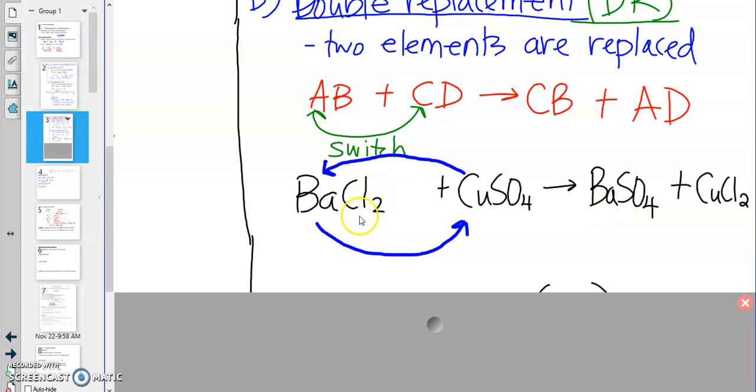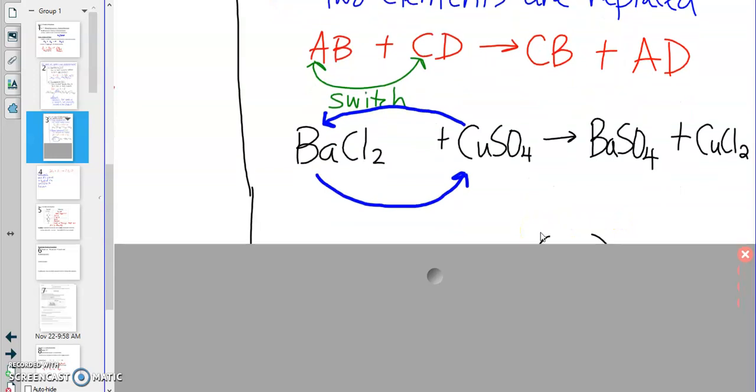In other words, you can just switch the cation. Switching the cation, don't forget, cation means positive ion or metal. So just switch the metals on both sides, or on both molecules here, and then you'll find an entirely new product. That's all it is, basically.